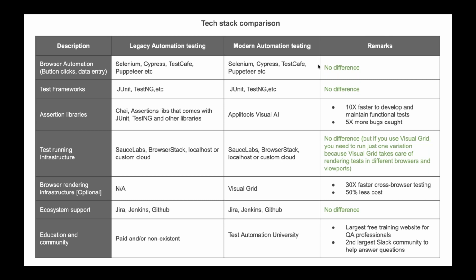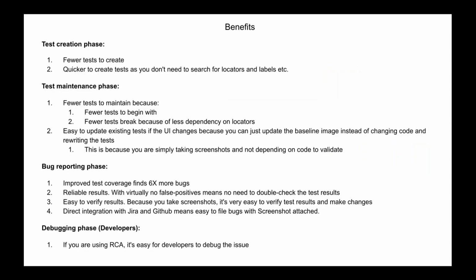Okay, so hopefully you got an idea about what the differences are and why things are going to be different in the modern approach. So again, I'm just going to quickly go over the benefits. Number one, in the test creation phase, fewer tests, and quicker to write tests because you don't need to search for locators and so on. Now, in the test maintenance phase, first of all, you'll have fewer tests to begin with, and then fewer test breaks.